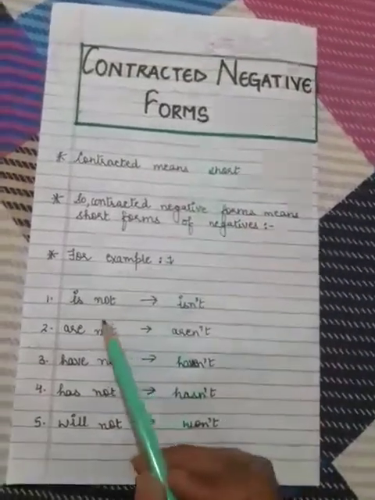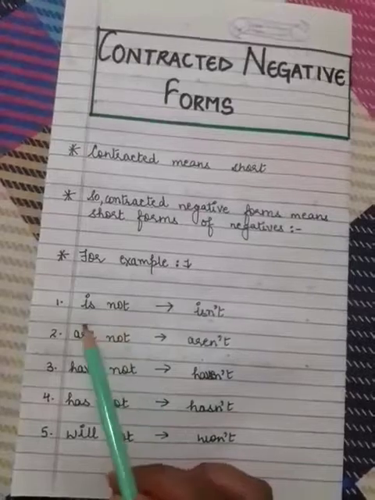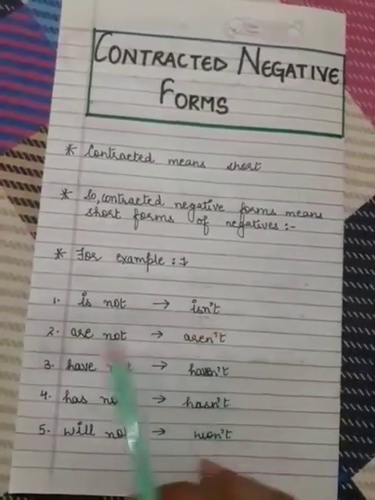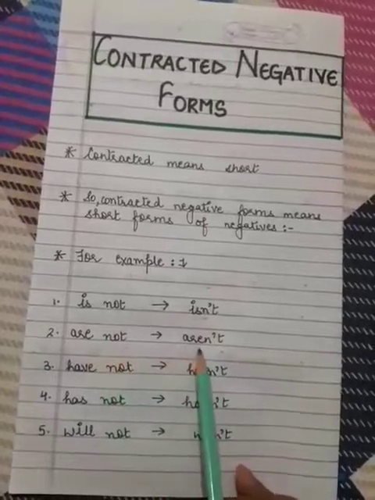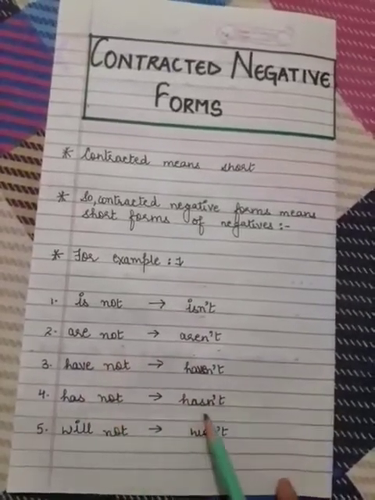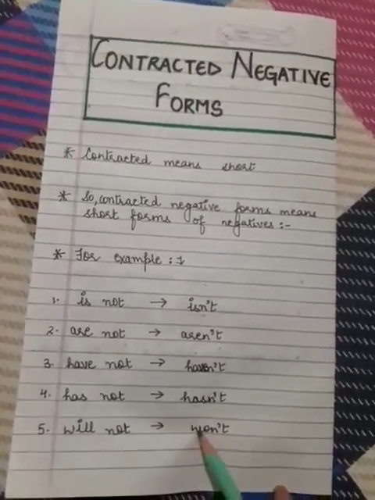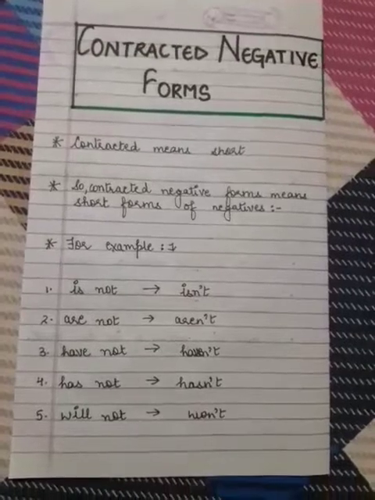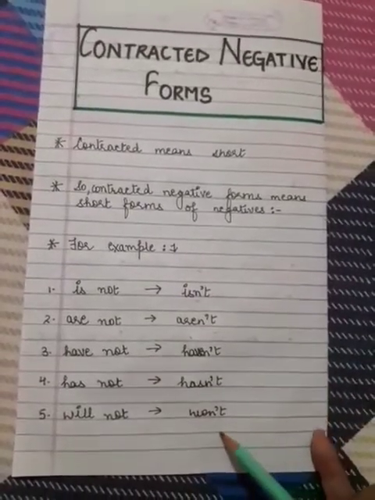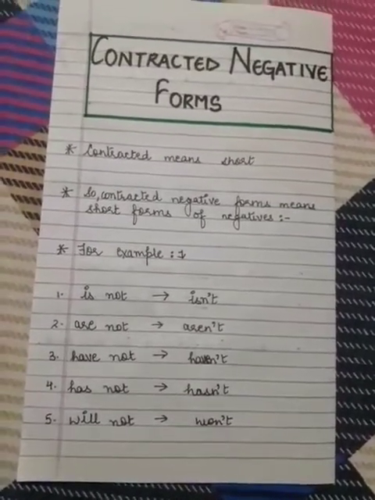Let us see some of the examples. Is not in short form becomes isn't. Are not changes to aren't, have not changes to haven't, has not changes to hasn't, and will not changes to won't. Similarly, we can change any of these helping verbs into contracted forms like this. Hope you have learned a lot and you will practice more.